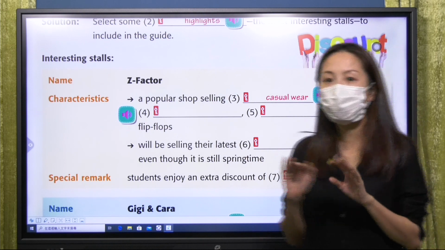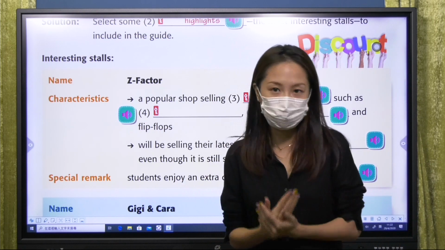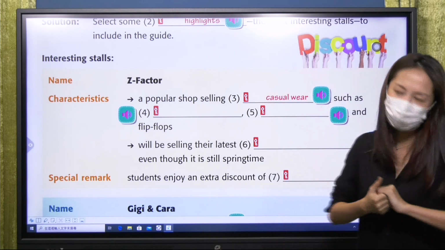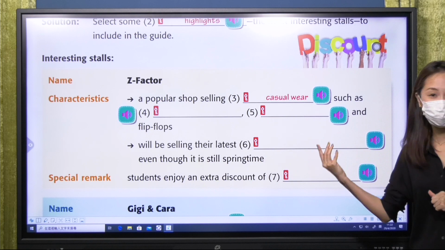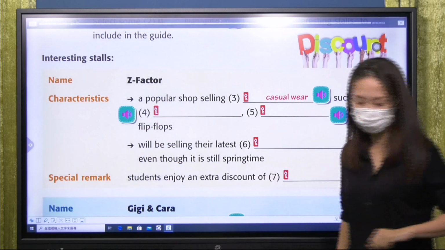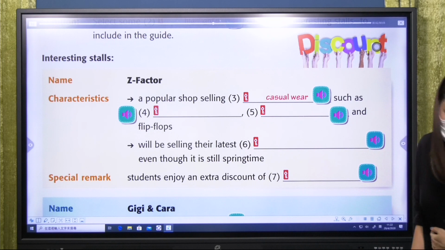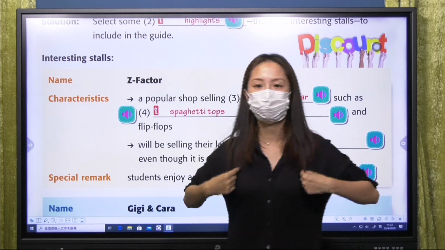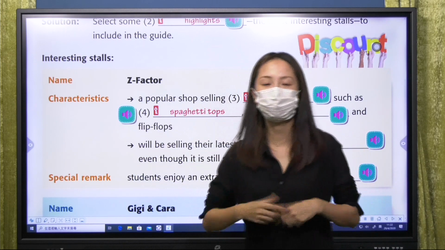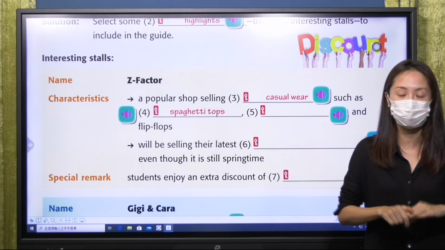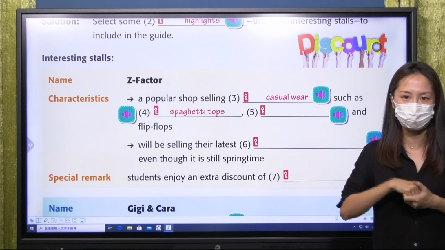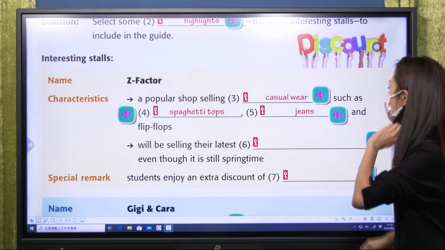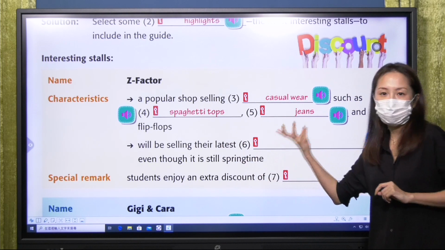Casual 休閒嘅，我哋着得 casual 啲，不是很正式嘅，so casual wear. And what is the example of these casual wear? Spaghetti tops, jeans, flip-flops, things like that. Spaghetti tops，我哋啲吊帶嗰啲衫啊，you should have learned this word in your Unit 6 vocabulary if you have done your Quizlet. Okay, and also jeans. Jeans 牛仔褲 will be selling their latest what?